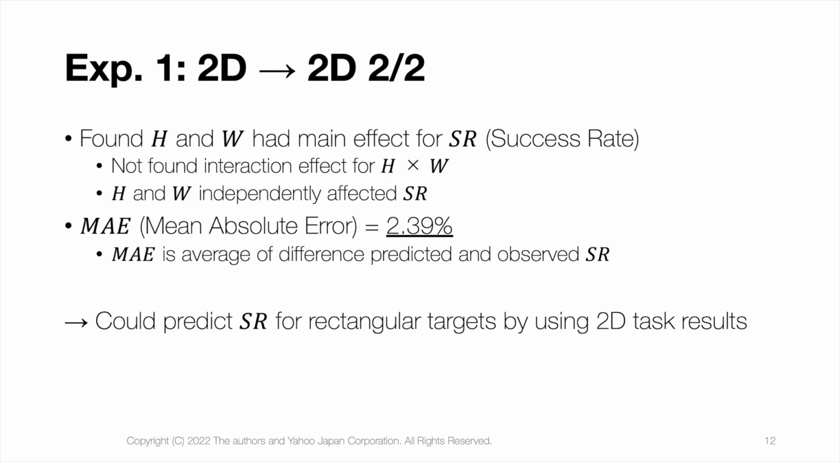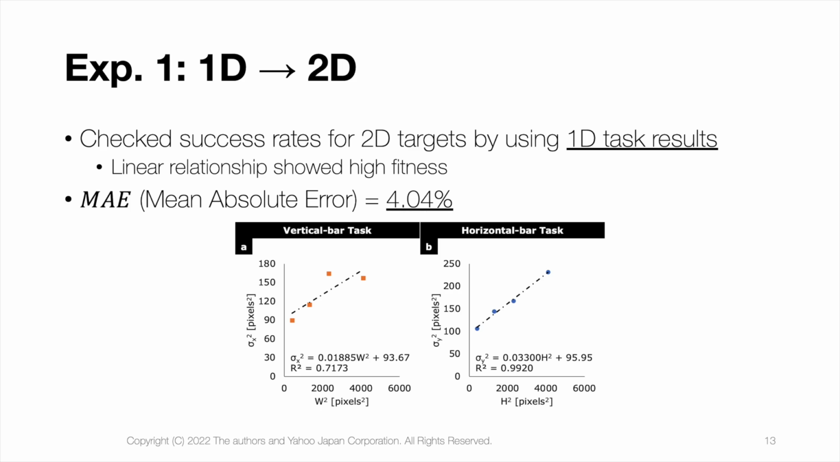In summary, we succeeded in predicting the success rates for the rectangular targets by using the 2D task results. Next, we checked the success rate for the 2D targets by using 1D task results.